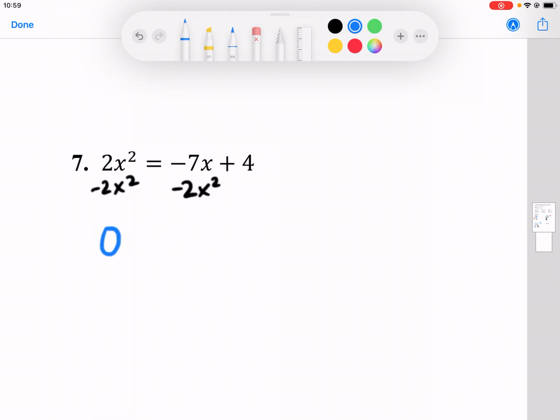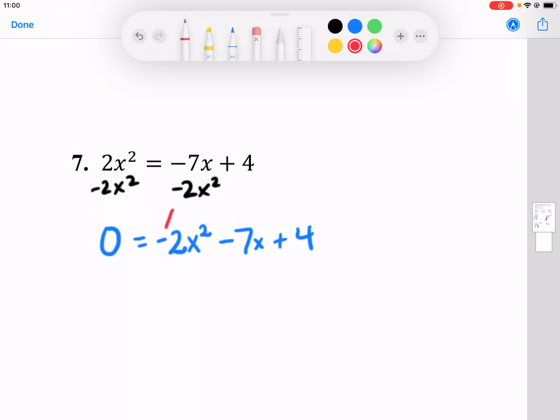In this case, 2x squared minus 2x squared is 0. These cannot combine because they're not like terms. They don't have the same exponent. So I'm going to write it in standard form with the highest exponent first. So negative 2x squared, then negative 7x, and then a plus 4.